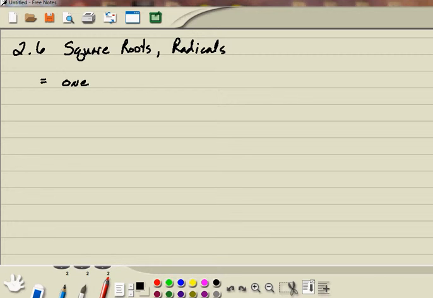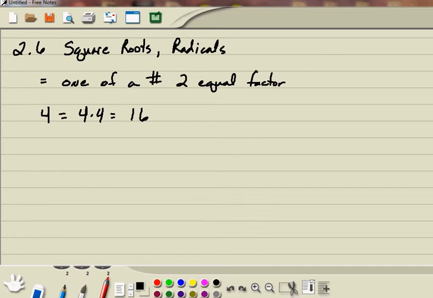Let me write that out for a second. One of a number's, now that's my abbreviation for numbers, two equal factors. Well, we know what a factor is. We've done our factor trees before. But two equal factors, that means if I have 4 and that's my factor, two equal factors would be 4 times 4 or 16. So that means the square root is one of a number's equal factors. So if I was to say the square root of 16, what number squared equals 16? And we would know that that answer is 4.